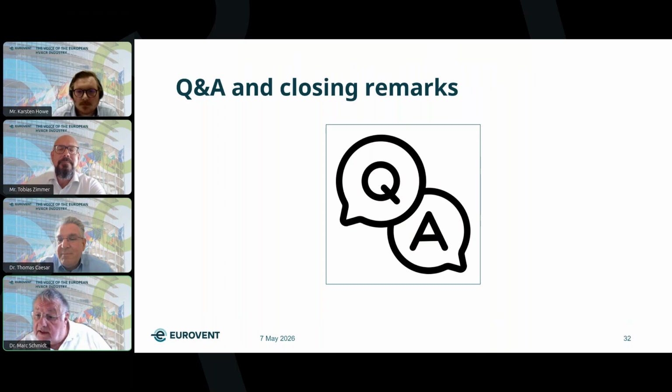I see here another question. Under ISO 10121-3, molecular filters are classified based on efficiency and capacity for specific target gases. How does Eurovent recommend confirming real-life filter lifetime and performance when outdoor air composition varies seasonally and multiple gases are present simultaneously? Tobias, is there something for you?